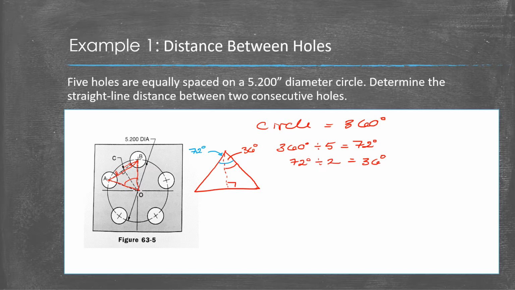All right, now what we need to do is find some measurements. We need to find the straight line distance between two consecutive holes. So our objective is to find this distance, the distance between hole 1 and hole 2. Okay, so we're looking for that distance. This is our x. In order to find that distance, we need to calculate the base of our triangle.